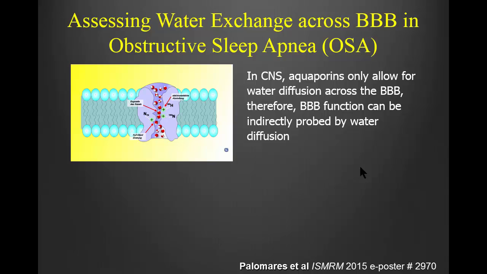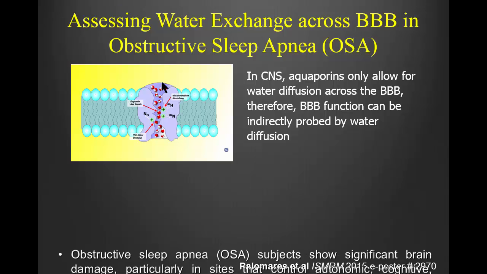We have been applying this technology recently in clinical populations, for example, obstructive sleep apnea. The reason we are able to assess BBB function using this technology is that water is not freely diffusible across the BBB. It only diffuses through the BBB via a water channel called aquaporin. So by assessing the exchange rate of water, we indirectly assess BBB function.